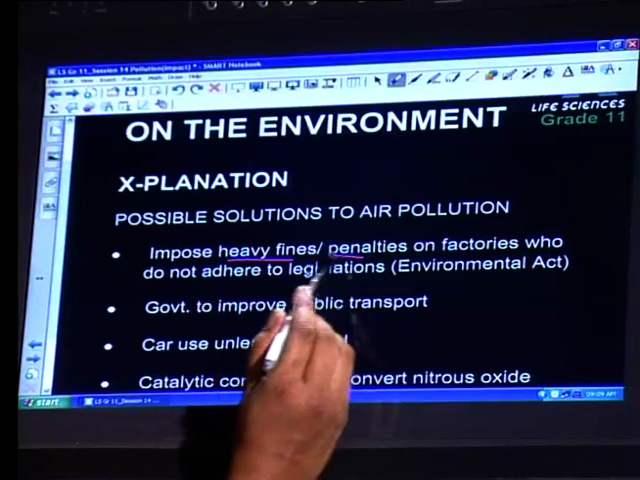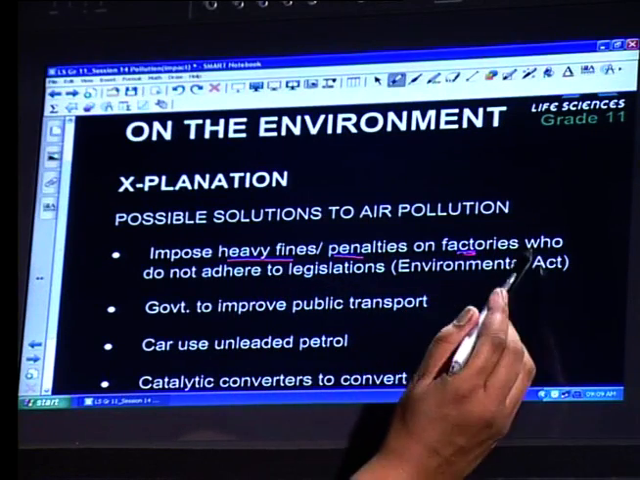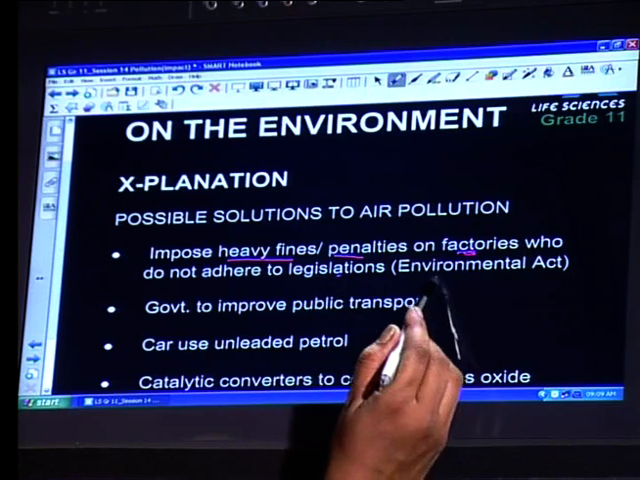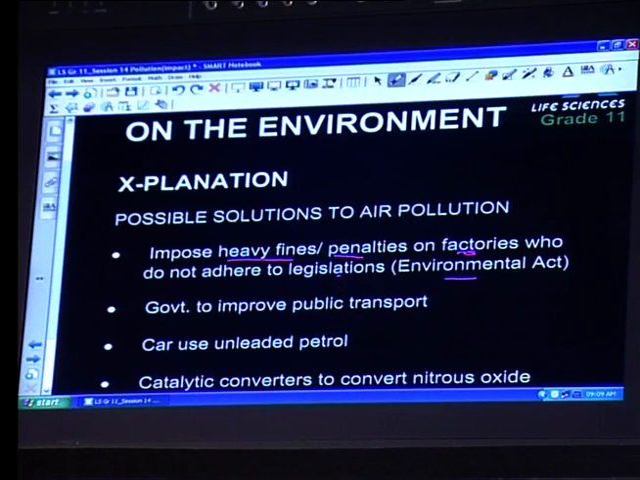So government needs to actually impose fines on those perpetrators who do not adhere to the environmental acts. So we need to impose heavy fines or penalties on factories who do not adhere to legislations like the Environmental Act, the Clean Air Act. Yes, you get an act called the Clean Air Act. They need to adhere to this. They need to monitor their carbon dioxide emissions. And if not, they have to actually pay heavy penalties.